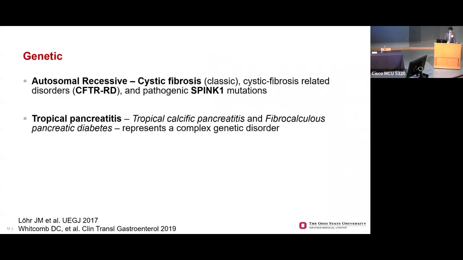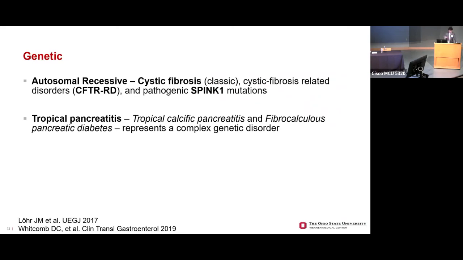And then, of course, we always have to talk about the SPINK1 mutation, which is actually present in 2% of the population. And then tropical pancreatitis is really its own form of pancreatitis, which we actually still don't really know a lot about. It's very heterogeneous, a lot more than we previously thought, but it really represents a complex genetic disorder.